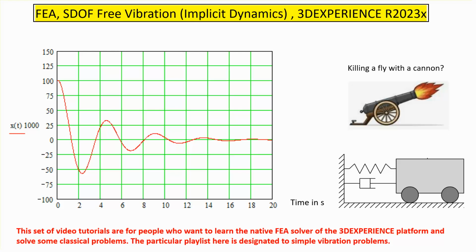In this video tutorial, I'm trying to show how a very simple implicit dynamics problem can be solved. Essentially, it's trying to kill a fly with a cannon, because this is such a simple problem that it doesn't require a sophisticated finite element code.